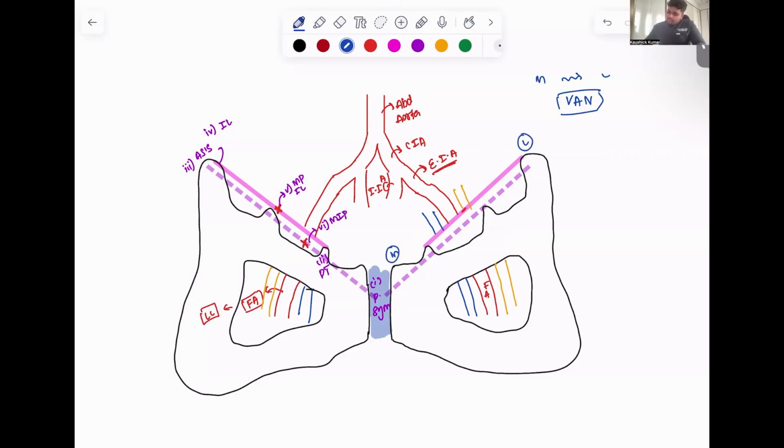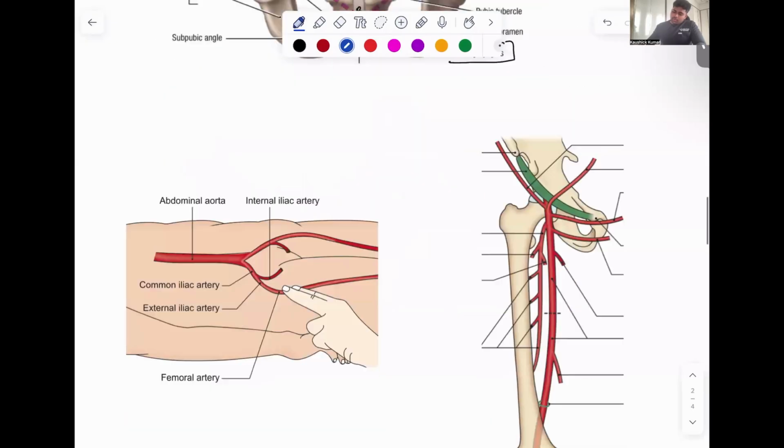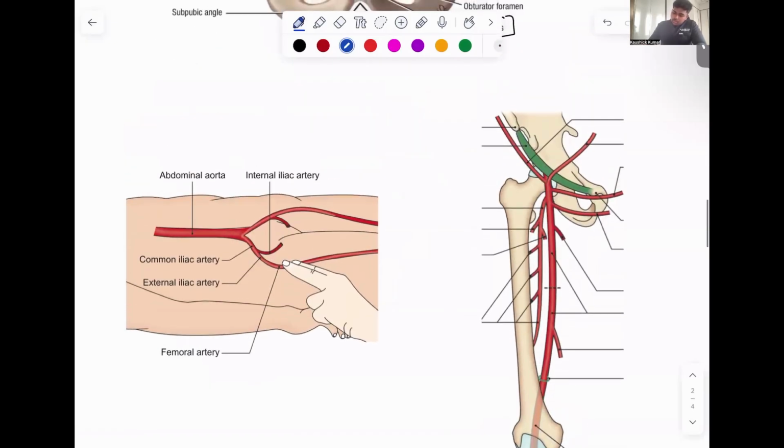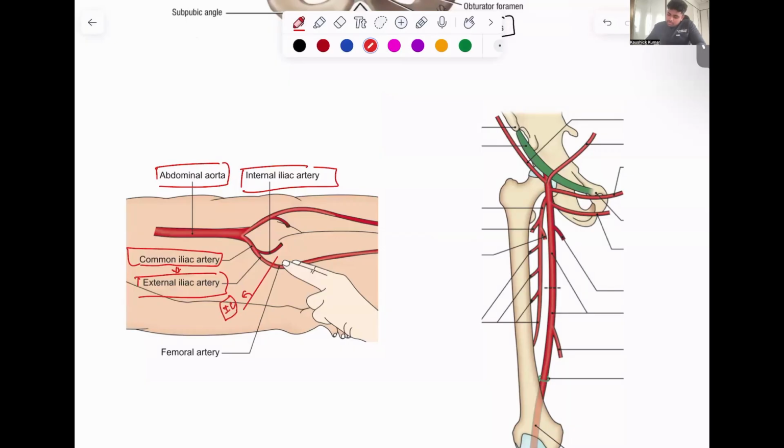So what is the significance of knowing mid-inguinal point? As I told you, abdominal aorta gives off common iliac artery in both sides. Common iliac artery gives off external iliac artery and internal iliac artery. This external iliac artery, once it passes below the inguinal ligament, becomes femoral artery. In this picture, you can see a gentleman or a lady is palpating for femoral artery.